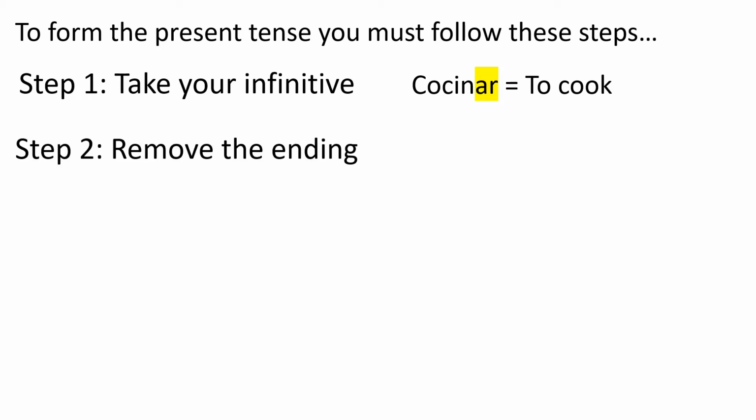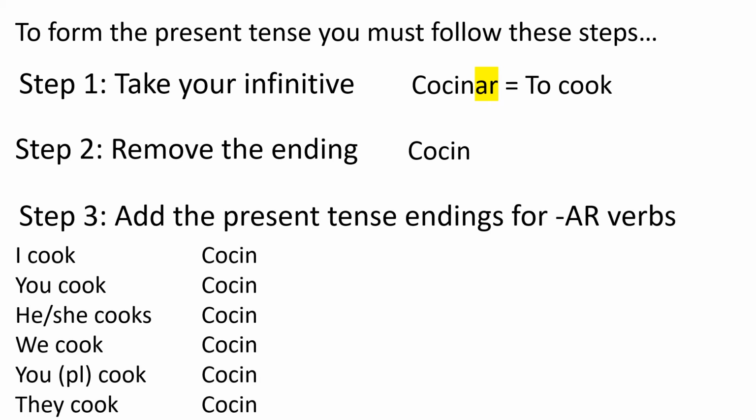Step 2, we must remove the ending. So in this case, it's an AR verb, so we must remove the AR to be left with cocin. Step 3, we must then add the present tense endings for AR verbs, given that cocinar is an AR verb and we would like to conjugate it in the present tense.